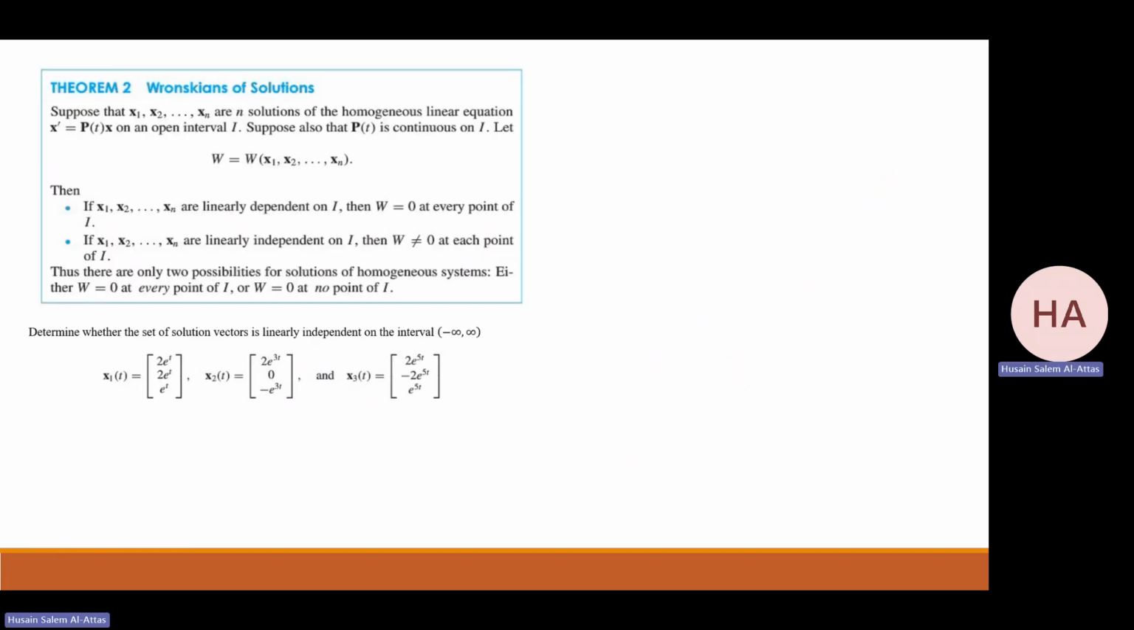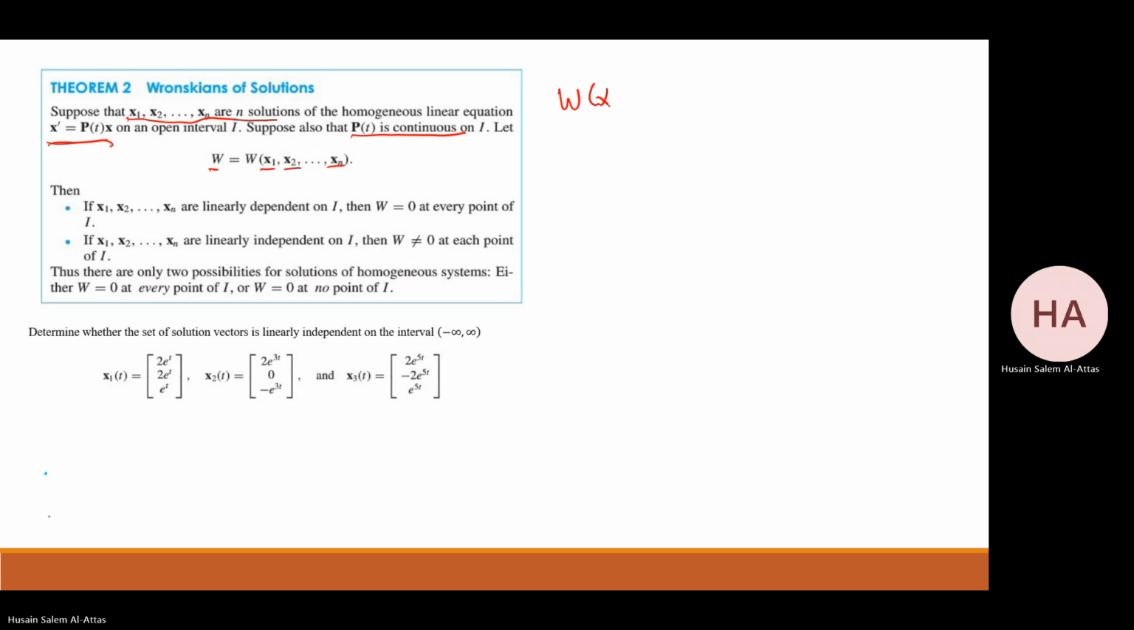Wronskian. Now, how to check whether these vectors are linearly independent or linearly dependent? We'll do it through the Wronskian. Suppose that we have solutions. Be careful about the conditions. These are n solutions of a homogeneous system. We're talking about a homogeneous system, and P of t is continuous. Then what will be the Wronskian? I just list the vectors.